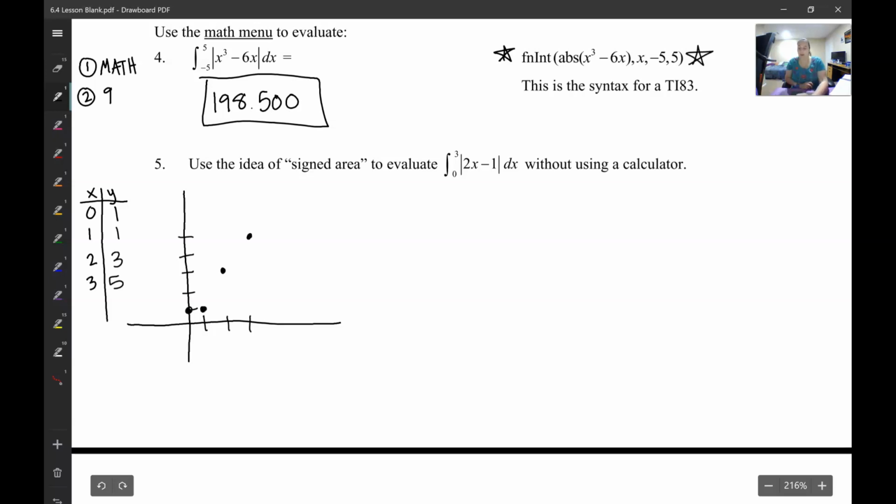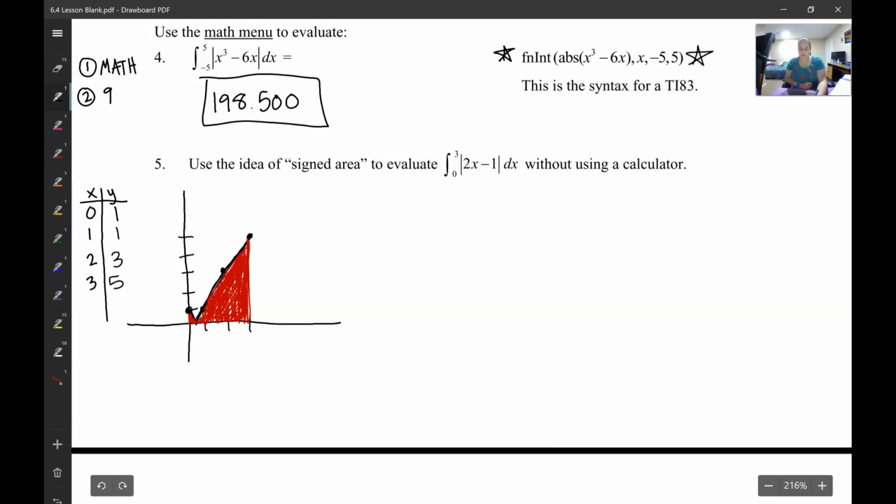And remember, this is an absolute value, so it's going to have this V shape. So that tells us it's going to look like this. So now I want to look at this and think of this as signed area. So I need to calculate this area and then add it to this area right here. Well, if I look at these, they're just triangles. And I know how to calculate the area of a triangle.